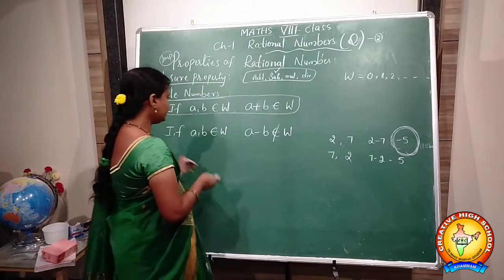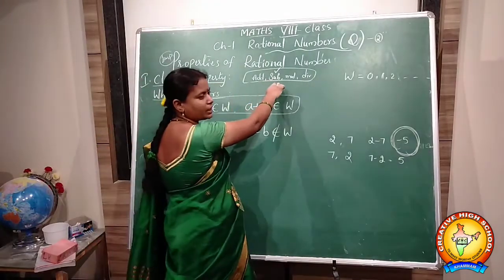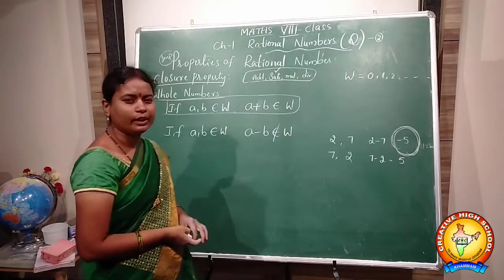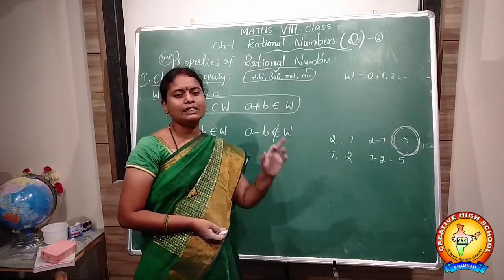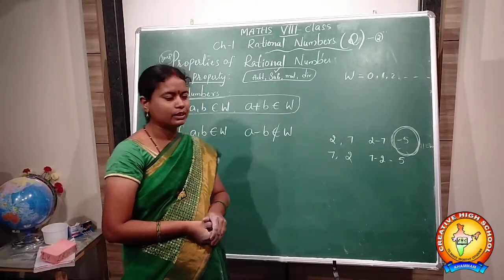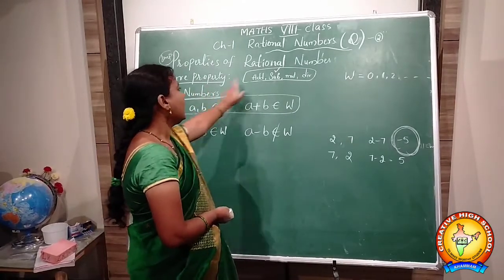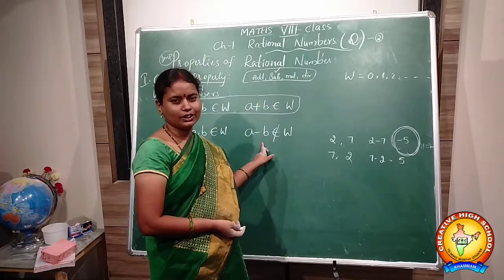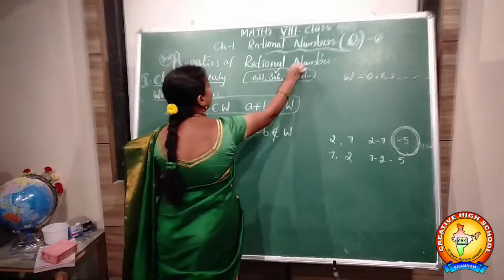So what is the closure property of whole numbers under subtraction? If A and B belong to whole numbers, A minus B does not always belong to whole numbers. So that's why the closure property of whole numbers under subtraction does not satisfy the condition. Now let us check under multiplication.